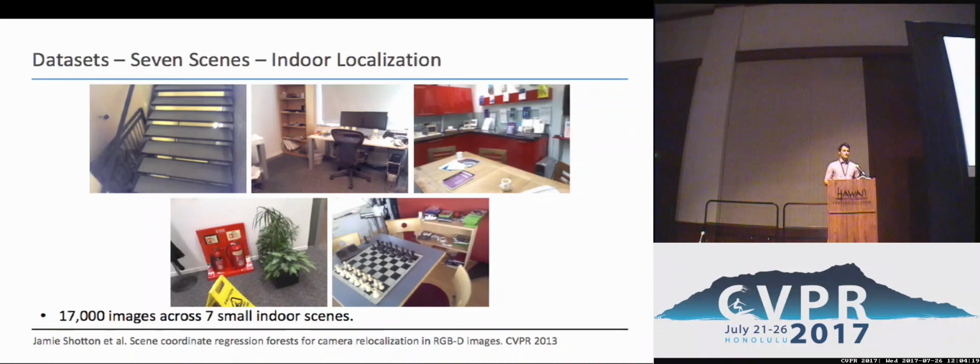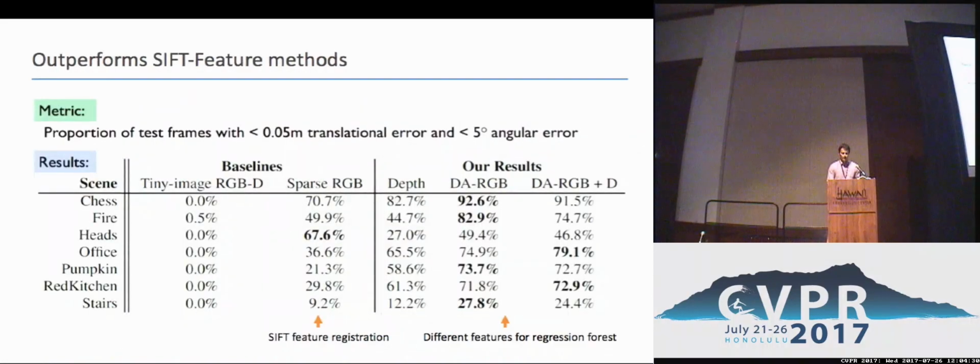And these scenes ranged from about 3 by 3 meters of spatial area within office spaces, kitchens, stairwells, these kinds of scenes. What they could show is that this was able to outperform SIFT-based approaches where you take key points and try and register them to a 3D model. And so this is showing that in these small constrained environments, actually learning these first 2 stages in the localization pipeline and learning the registration can outperform these traditional methods, which is a really exciting result.